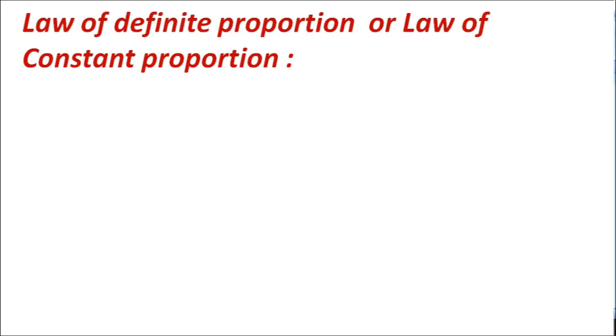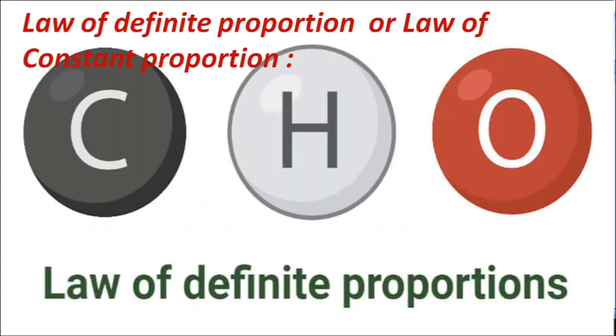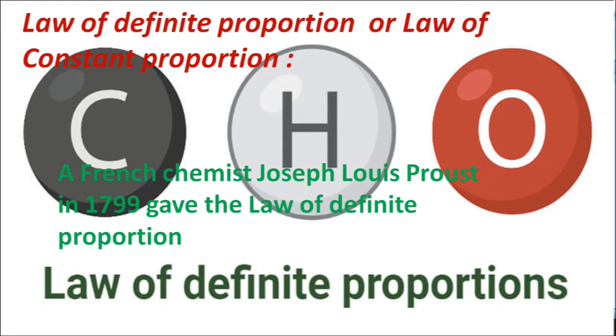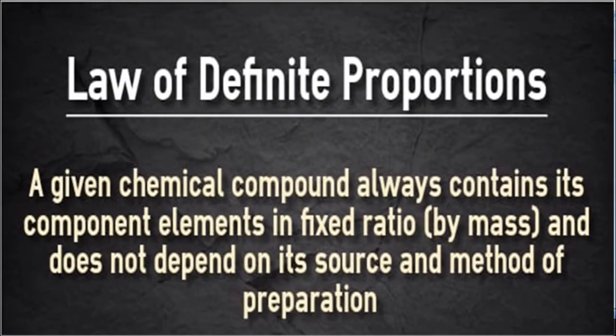...of definite proportion or law of constant proportion. A French chemist, Joseph-Louis Proust, in 1799 gave the law of definite proportion. The law of definite proportion states that a given chemical compound always contains its component elements in a fixed ratio by mass and does not depend on its source and method of preparation.